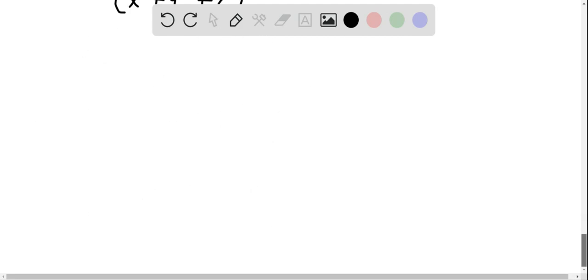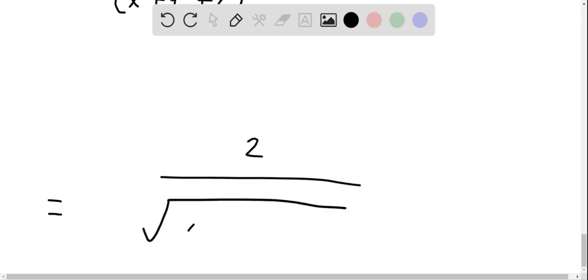So now we can cancel one of them, just giving us 2 divided by the square root of x squared plus y squared plus z squared. And that's it.